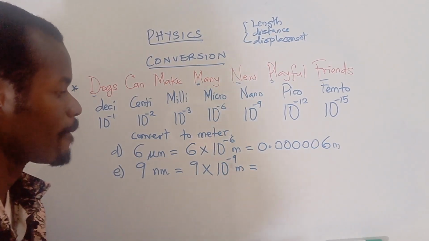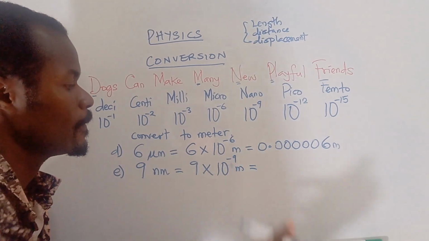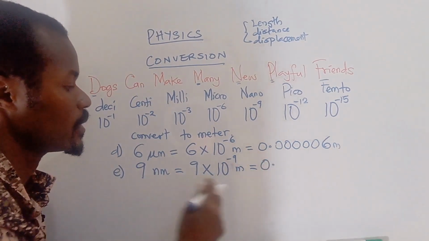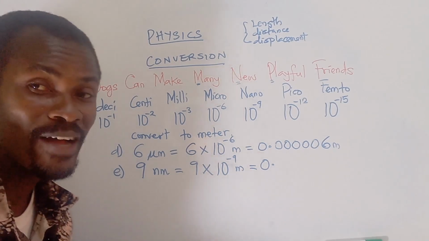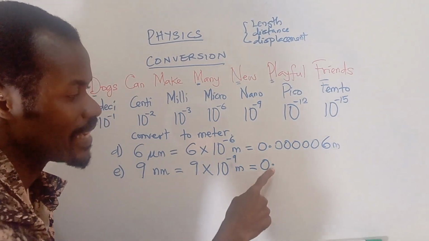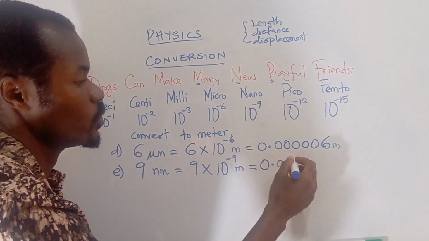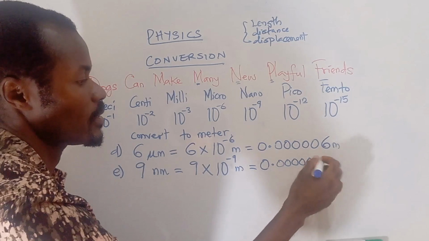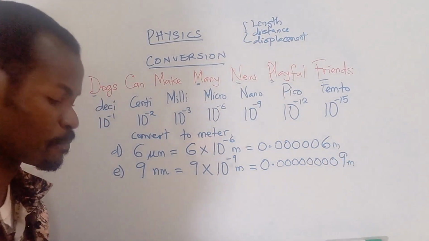Now, how do we put it in decimal? Remember, we have 1 digit, so we are going to subtract 1 from this. First of all, you want to write your 0 point. Since we have 1 digit here, we subtract 1 from this, we are going to have 8 zeros. So after this point, we have 8 zeros before we put down the 9. So 1, 2, 3, 4, 5, 6, 7, 8, 9 meter.